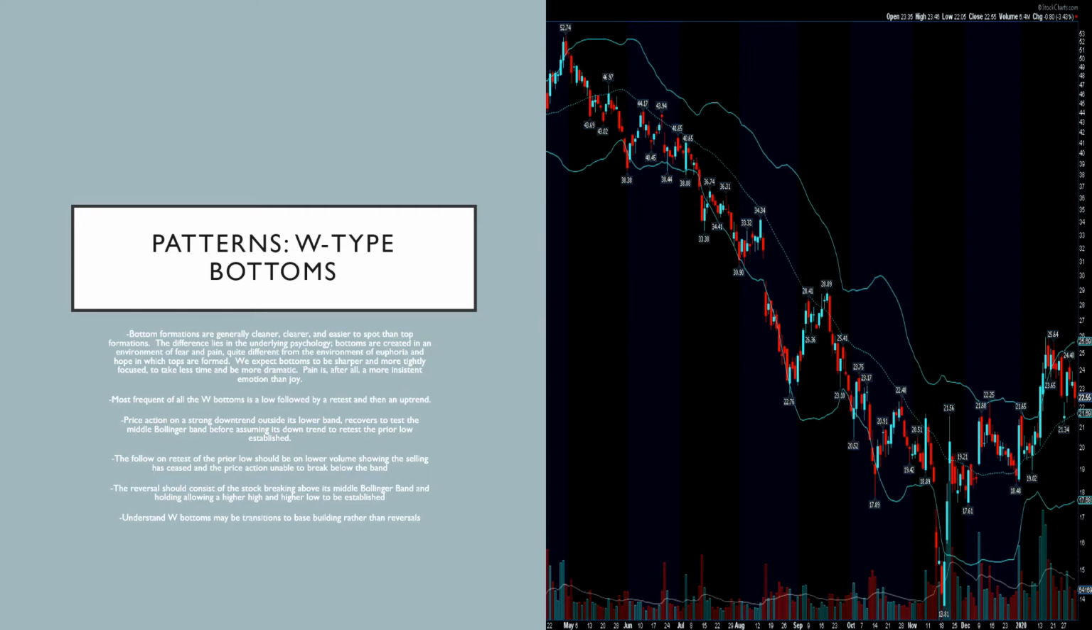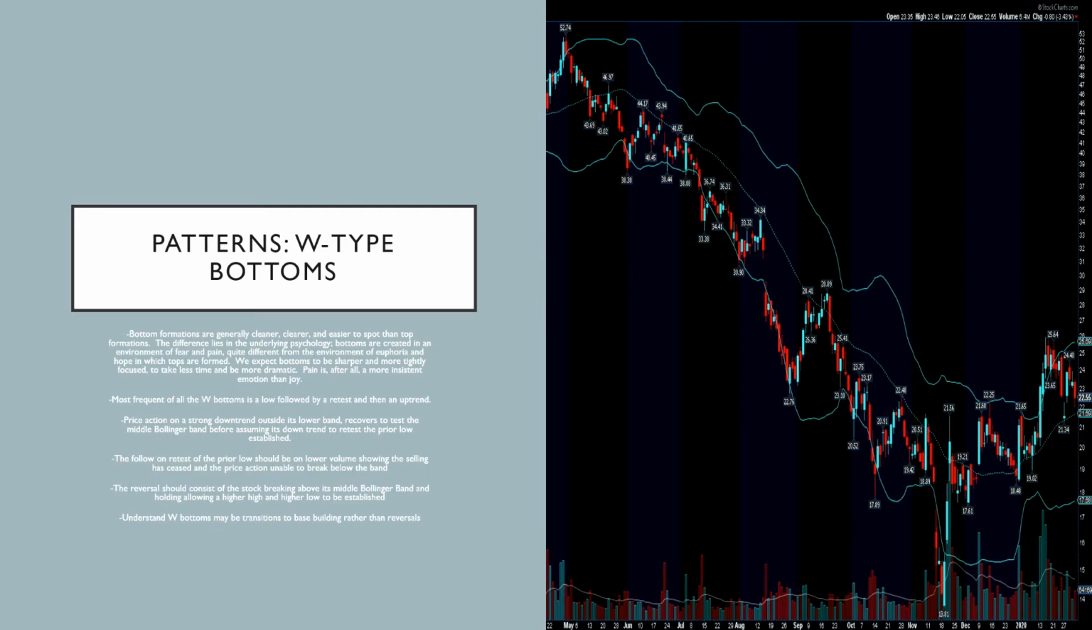Okay, so I'm gonna say that again. The most frequent of all W bottoms is a low followed by a retest and then an uptrend. Price action on a strong downtrend outside its lower bands recovers to test the middle Bollinger Band before assuming its downtrend to retest the prior low established.